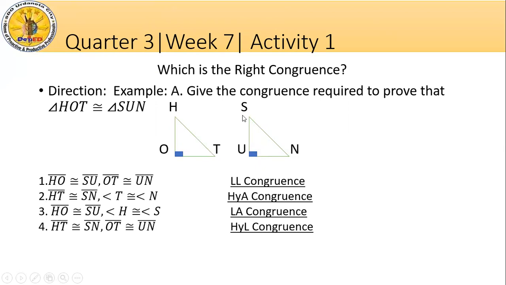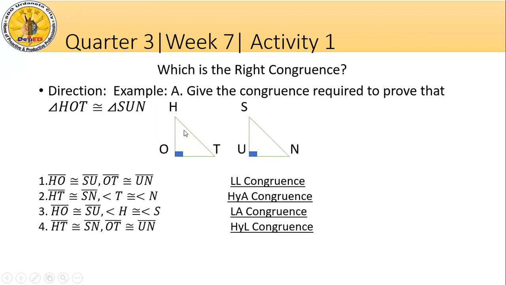Number 2. HT is congruent to SN. HT and SN are the hypotenuse. Angle T is congruent to angle N. So, the two triangles are congruent by hypotenuse-angle. Hypotenuse-angle.